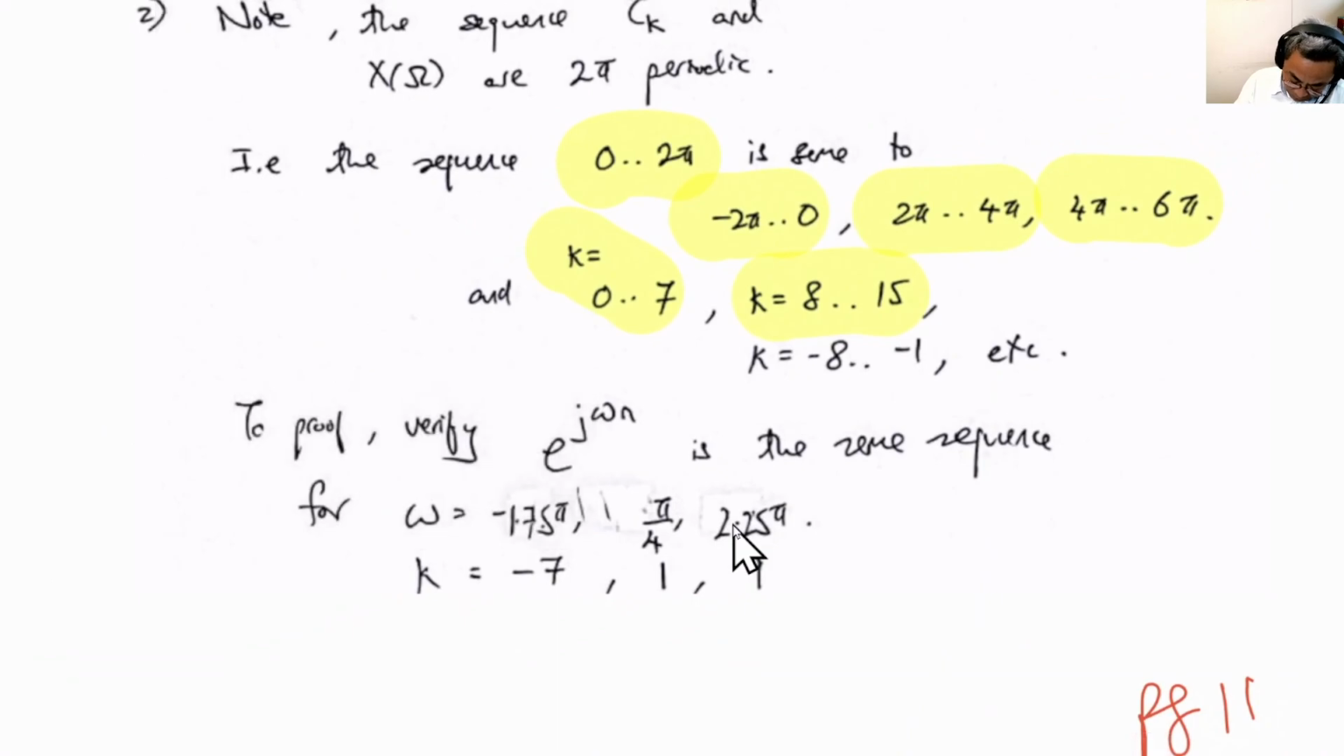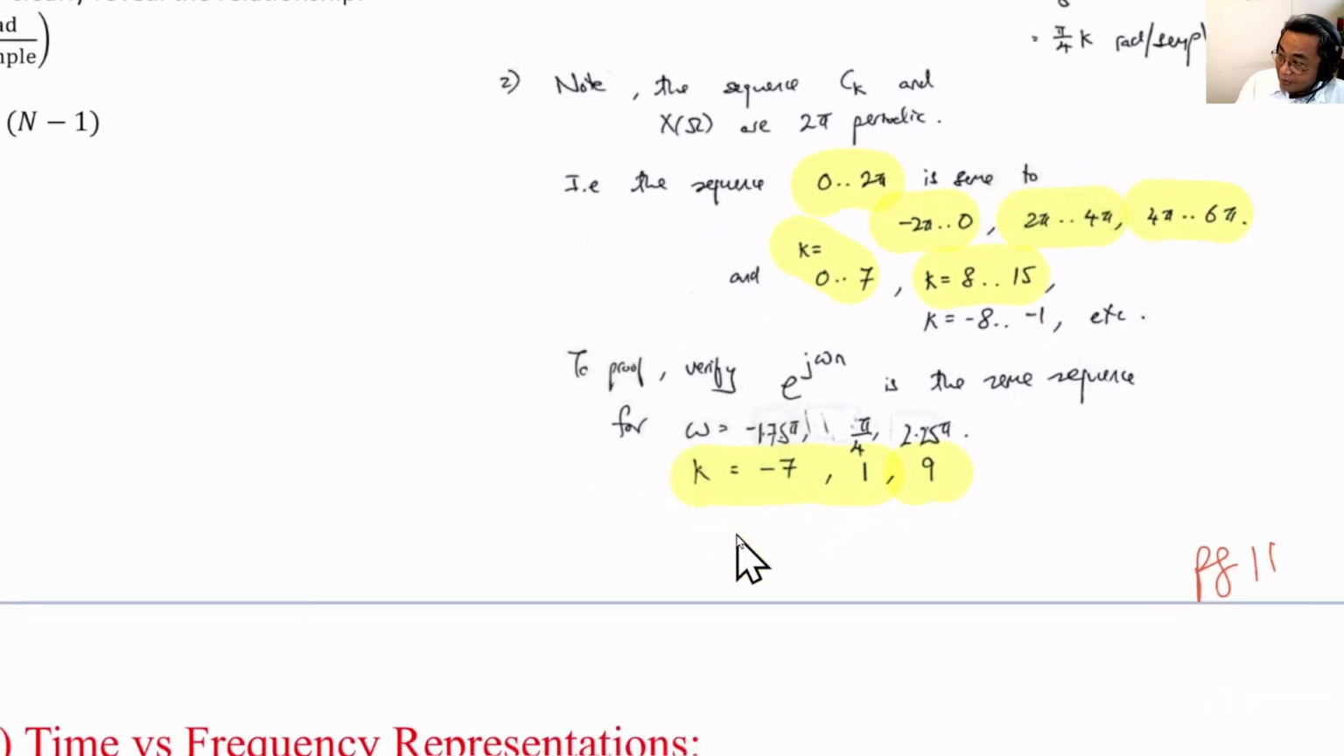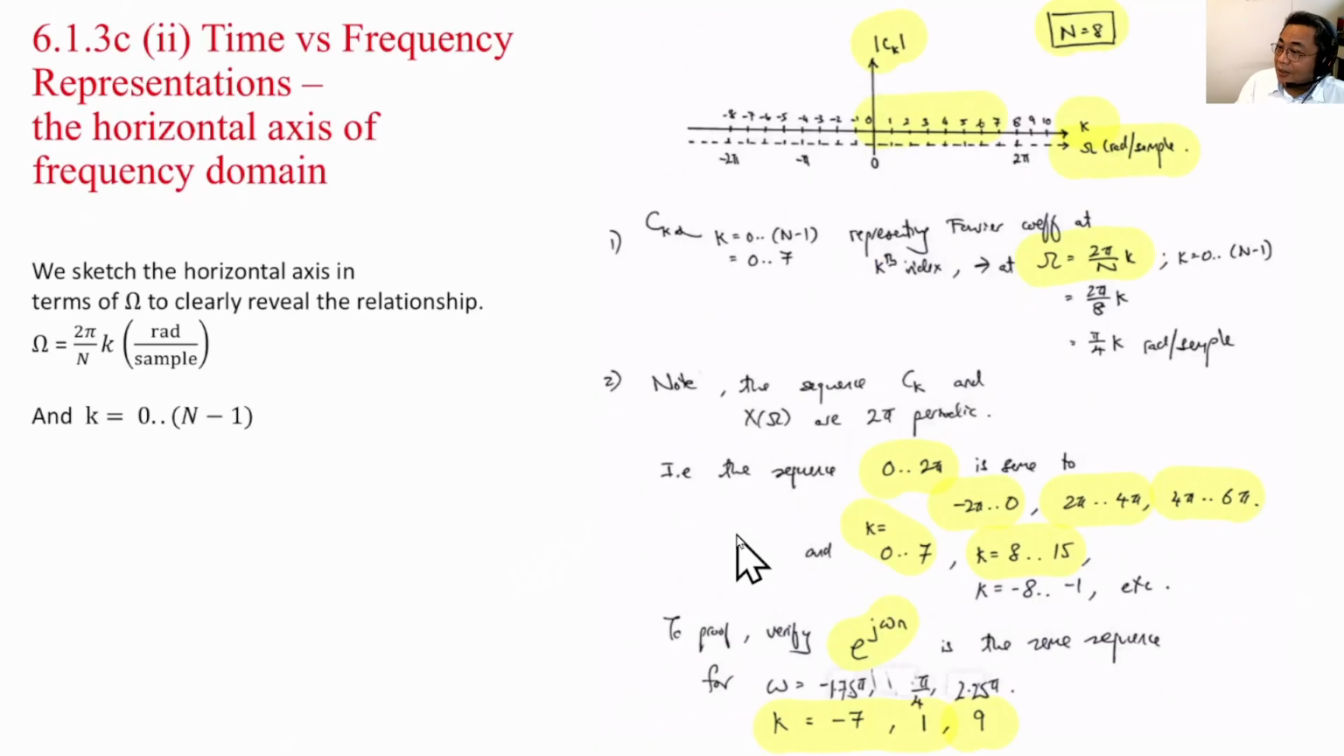Well, if you go and plot for k equals minus 7 and compare it to 1 and compare it to 9, you will realize that when you put it into e^(j omega n), it is the same. And hence, the coefficients you calculate would be the same. So whether you're calculating at k equals minus 7 or k equals 1 or k equals 9, the found value of c_k would be the same because e^(j omega n) is the same.